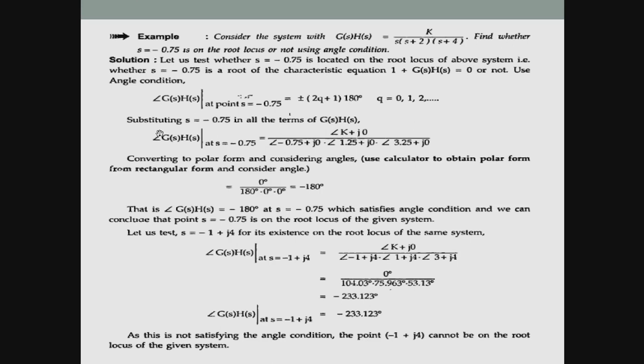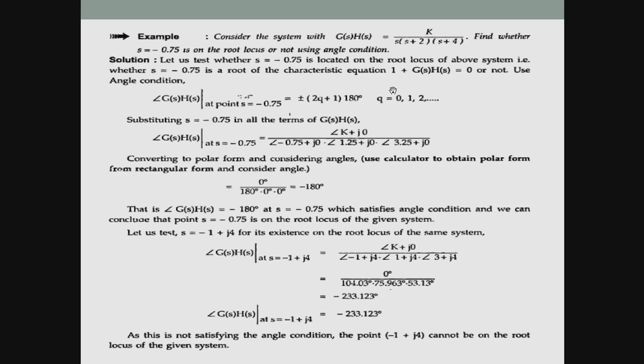So what do we do? Let us begin with the angle condition. That is the angle of G(s) H(s) at the point s equal to minus 0.75, which should be plus or minus (2q plus 1) times 180, q from 0 to 2. So substituting minus 0.75 in G(s): first we have this main equation, so substitute this value in here, s equal to minus 0.75, and get the value.